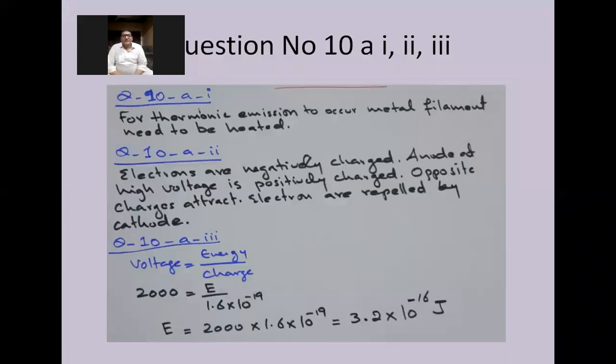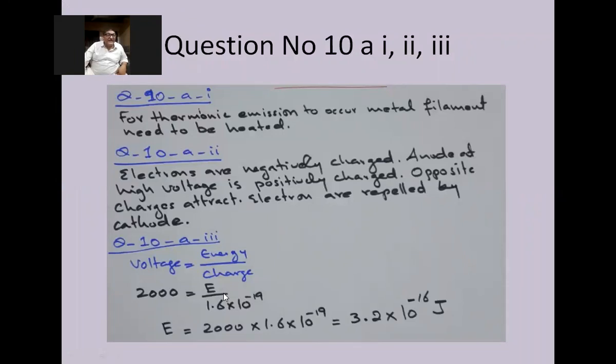So electrons are negatively charged, and the anode at high voltage is positively charged. Opposite charges attract, so the electrons will be attracted towards the anode. Another reason is that electrons are repelled by the cathode. That filament is basically the cathode, and it has a negative charge, so it is also repelling the electrons. So the electrons will be accelerated towards the anode.